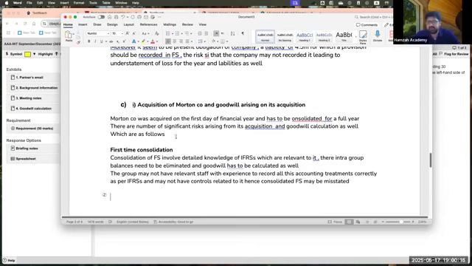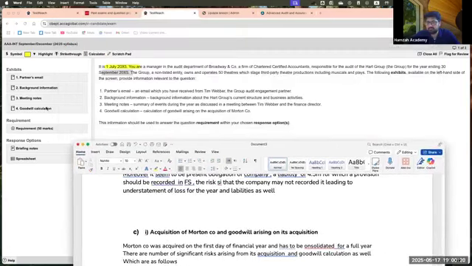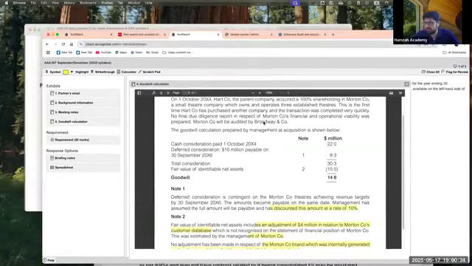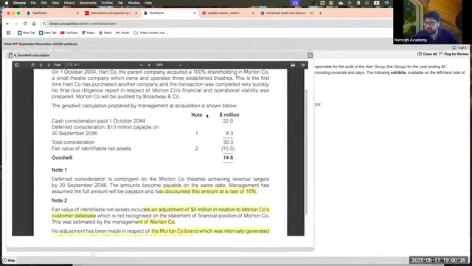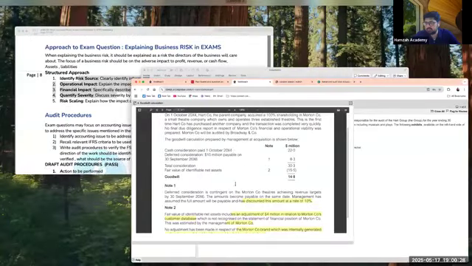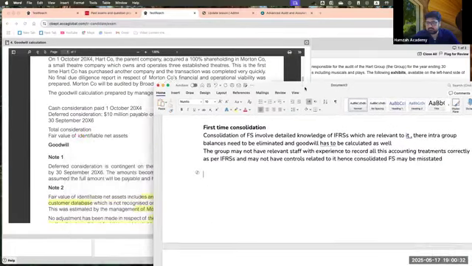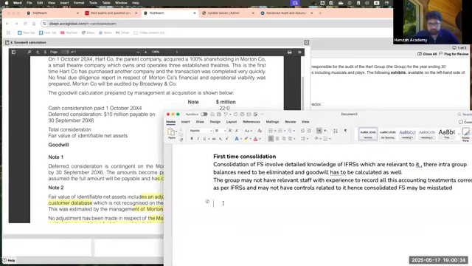The second is now, I'm going to open it. Cost of acquisition.